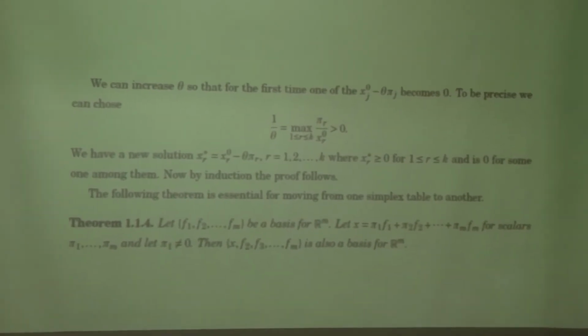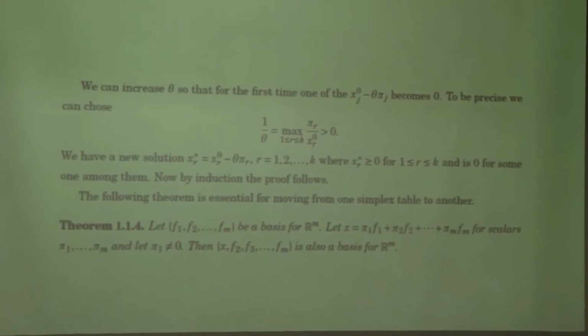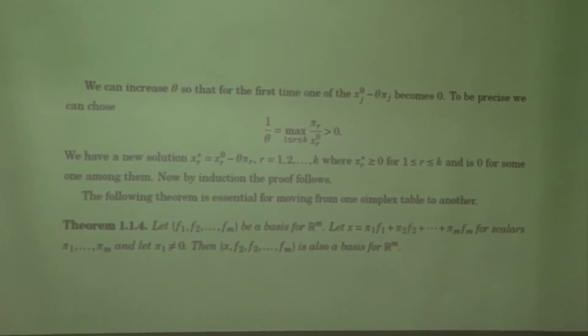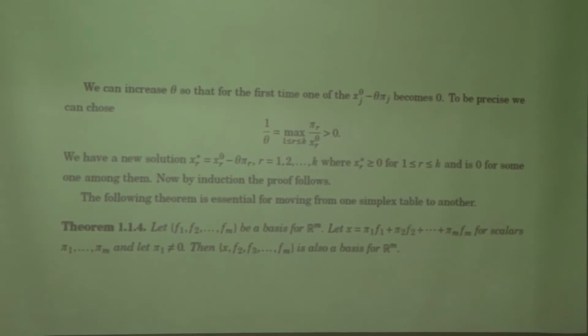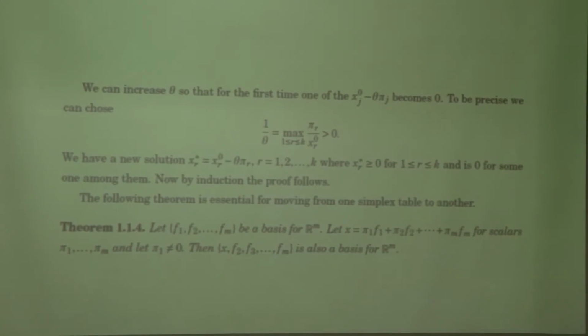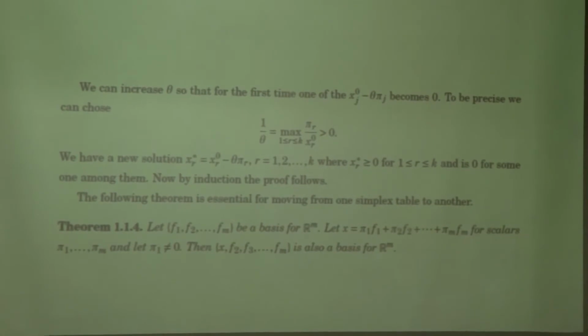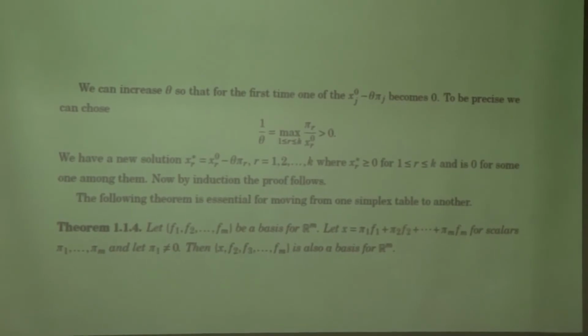The reason I said epsilon I can increase, and how far it can go, is expressed in this next step. The following theorem is essential for moving from one simplex table to another, and it is one of the basic theorems in vector space. Suppose F1, F2, ..., Fm is a basis for Rm, and x is another vector which is a linear combination of them with coefficient phi1 not 0. Then you can toss F1 and replace it by x to get another linearly independent set. Do you follow me?